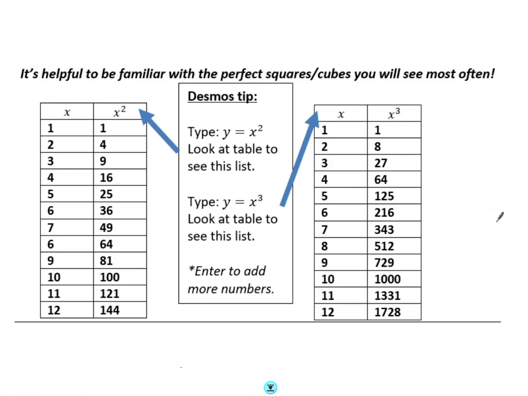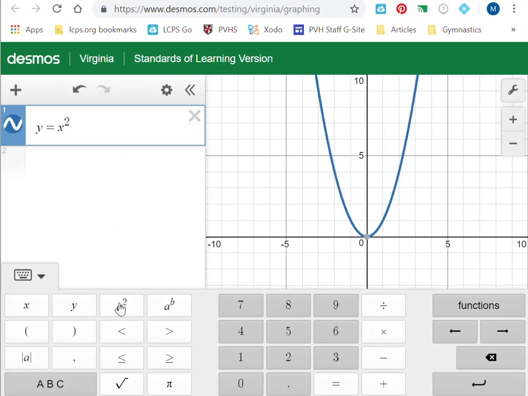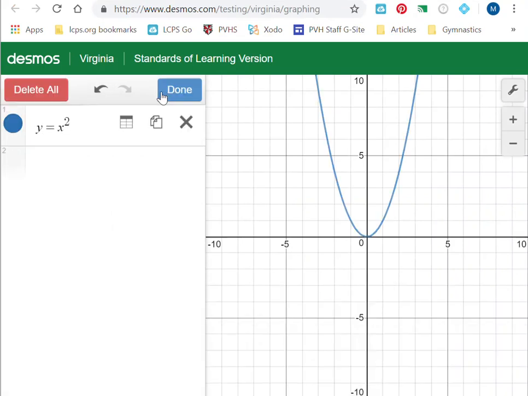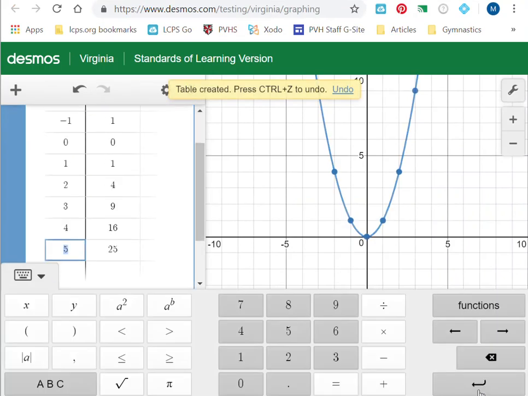If you need to simplify a square root or a cube root, it is helpful to be familiar with the perfect squares and perfect cubes, and you can create these lists in Desmos. Let me show you how to do that. To get the list of perfect squares, if I type y equals x squared, and then change this into a table, click the gear and then table, and I can hit enter to get some more rows. Here I have my perfect squares, 0, 1, 4, 9, 16, 25, 36, and I can keep going.